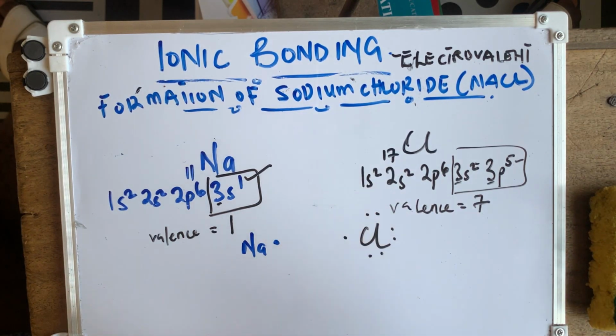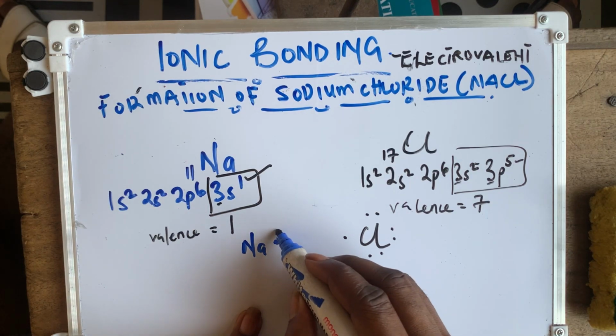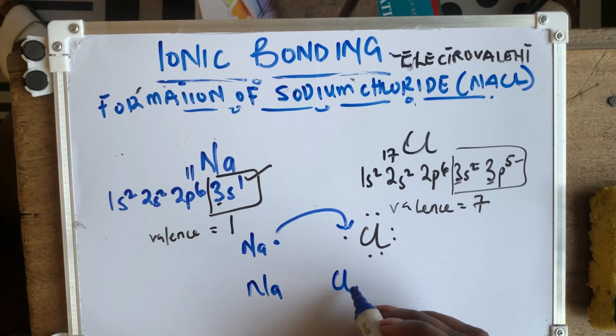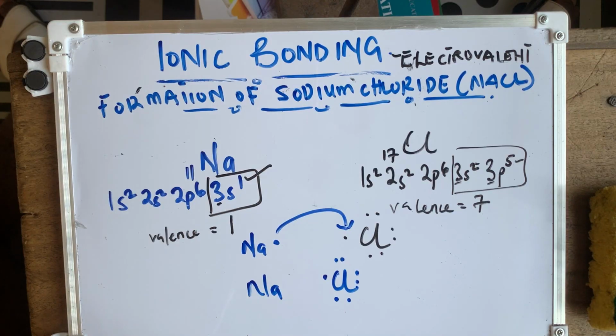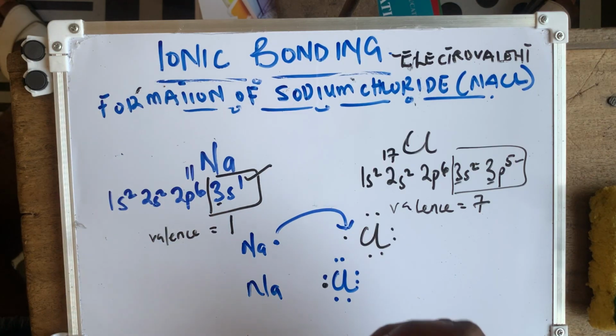So now, in ionic bond formation, the 1 electron here is being transferred over here. Now, this transfer of electron is what we call ionic bonding. So when you are done, you realize that the sodium will be left alone, and the chlorine will receive 1, 2, 3, 4, 5, 6, 7, the electron that came from the sodium.